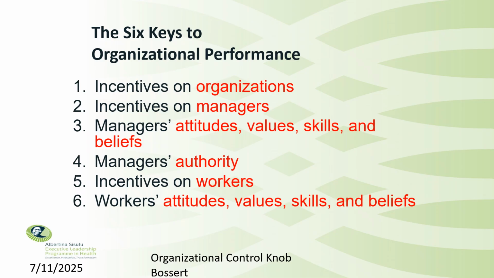So what are some of the keys to organizational performance? And there are 6 keys according to Tom Bossett. Firstly, you need to look at creating incentives for organizations to perform better. Secondly, incentives for managers to perform better. You also want to think about how to improve the attitudes, the values, the skills, and the beliefs of managers to perform better, strengthening the authority of managers, and thinking of incentives for workers to perform better, and how to improve workers' attitudes, values, skills, and beliefs.